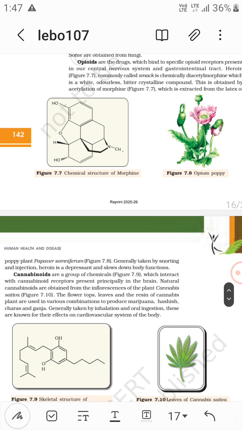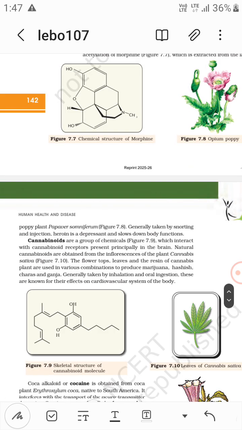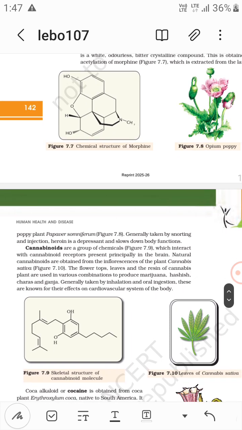Diacetyl morphine, right? Now this is the chemical structure of morphine. Now the cannabinoids. Cannabinoids are a group of chemicals which interact with cannabinoid receptors present principally in the brain.